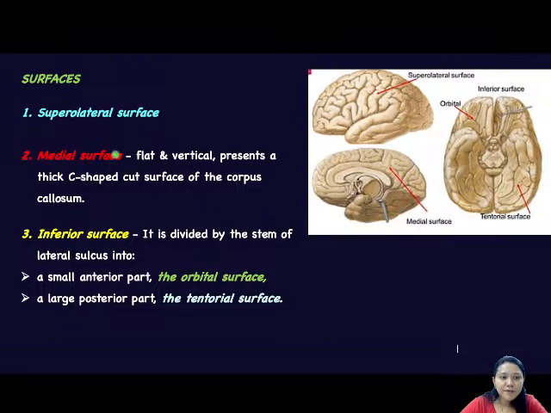Now what are the surfaces? We have a superolateral surface. If you cut the brain into halves and take it out and look at the medial portion, that is the medial surface, as you can see here. If you hold the brain and see it from below, that is the inferior surface. The inferior surface is divided into the anterior part, the orbital part, and the posterior part, known as the tentorial part. So these are the surfaces of the brain.